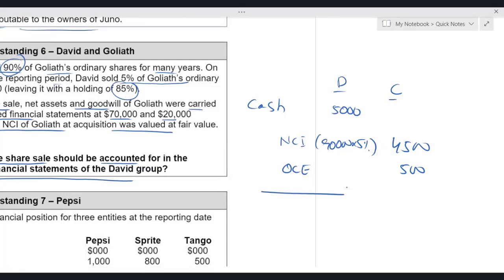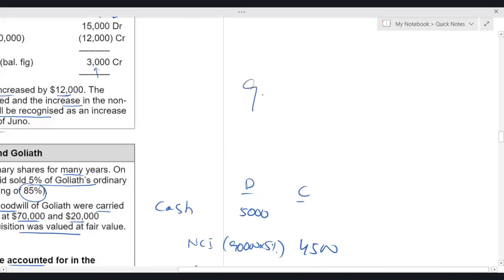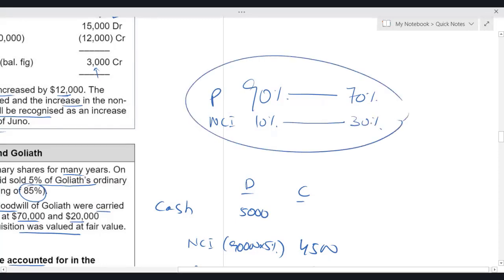So a very important point, students, look at this. When the parent has 90% holding and NCI has 10% holding, if the parent wants to sell, for example, 20%, then from 90 the parent will become 70, and NCI from 10 will become 30. In that case, for calculating increase in NCI, you need to know the net assets at the date of disposal. If it is a full goodwill method, then you add the goodwill to those net assets, then multiply by 20% because NCI is increasing by 20%. In case of partial goodwill, you only take the net assets without goodwill.